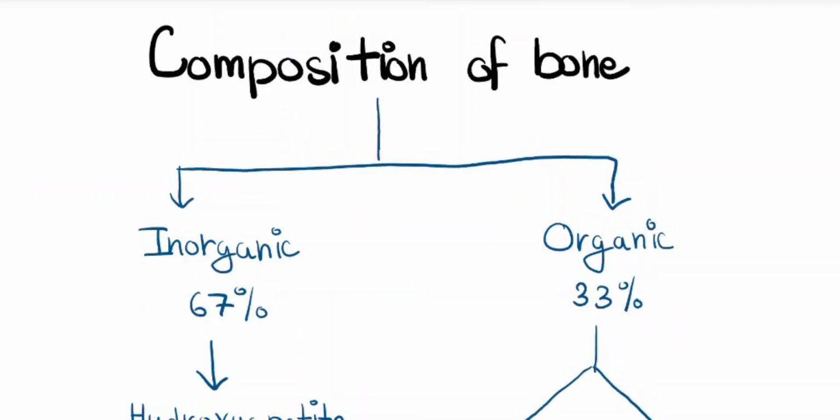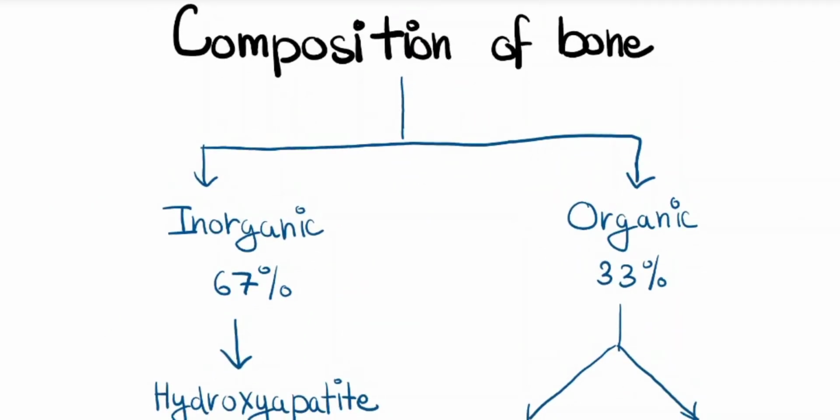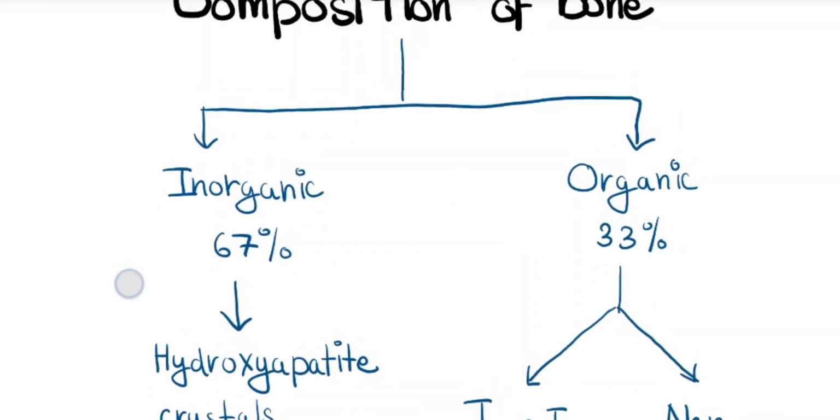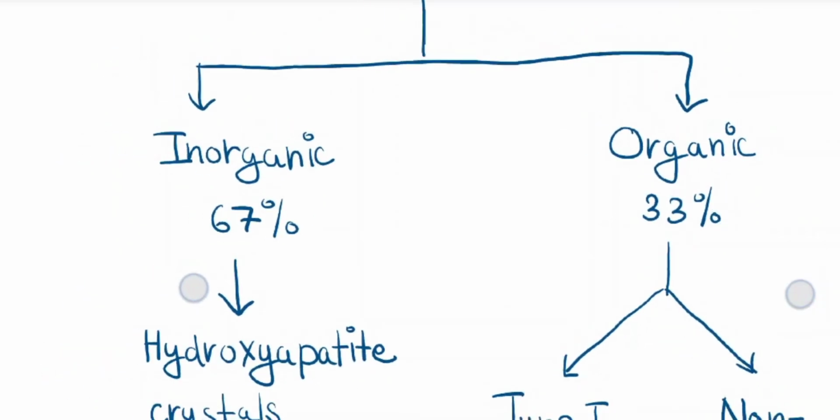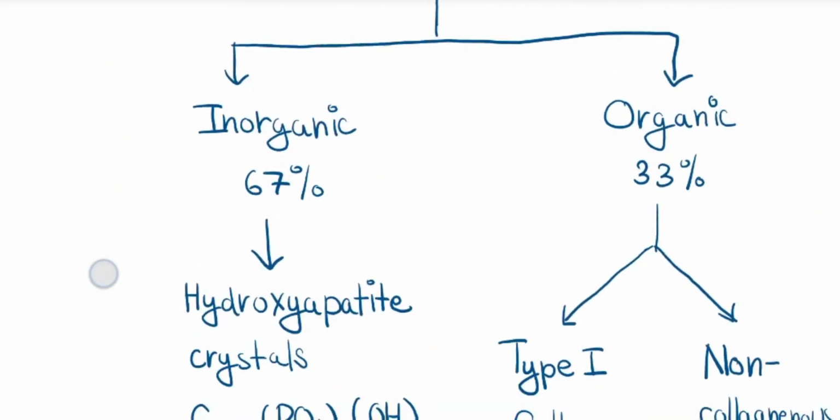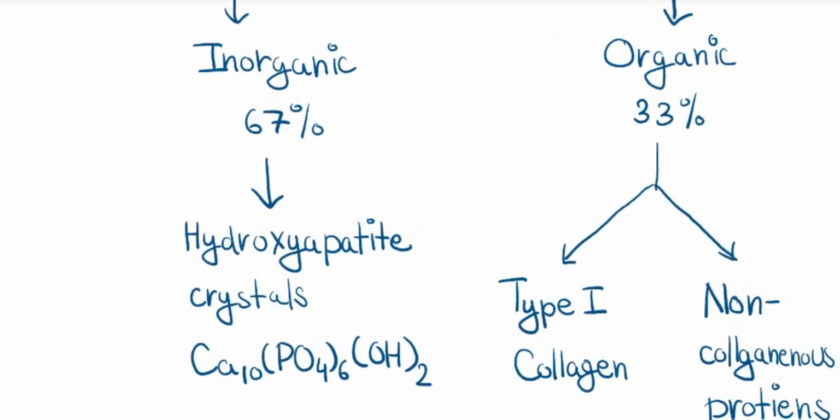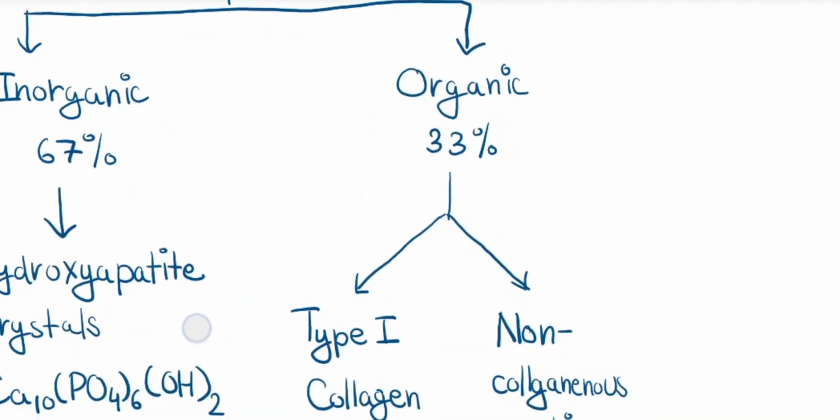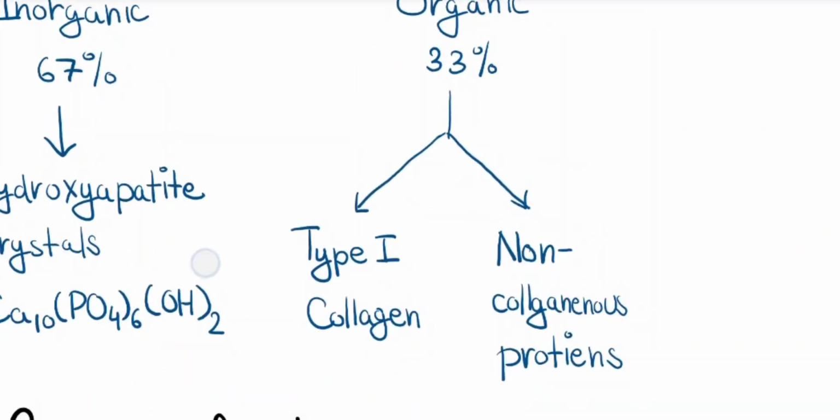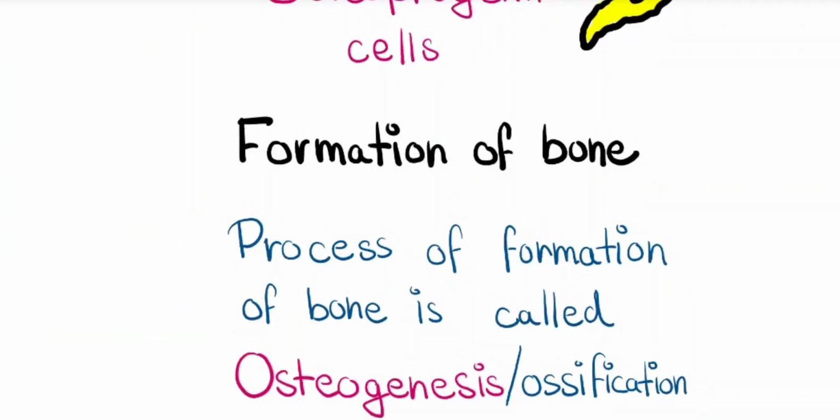Composition of bone. Bone can be divided into inorganic and organic content. The inorganic part is 67% and the organic remaining 33%. The inorganic part is made up of hydroxyapatite crystals. The organic 33% is made up of type 1 collagen and non-collagenous proteins.